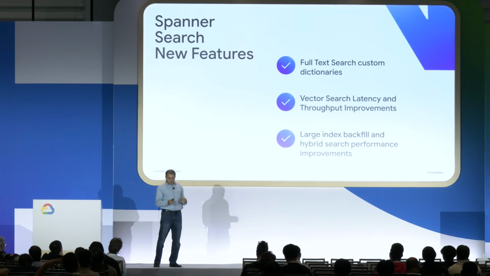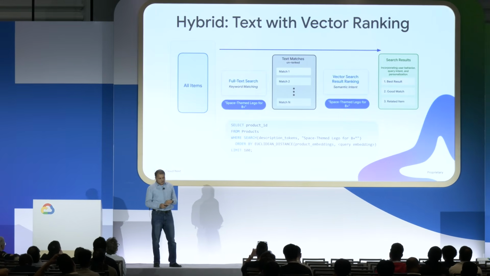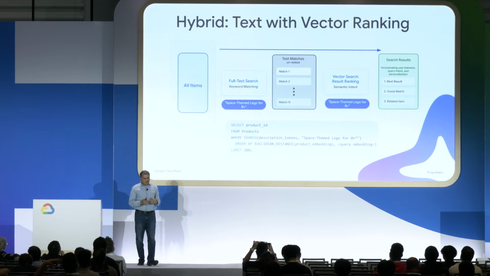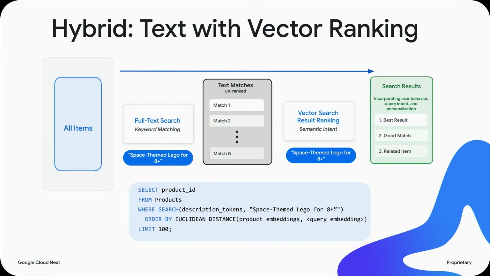And we also have some major improvements in hybrid search. So let's jump into some of these hybrid search templates now. There are different ways in which you can combine text with vector. Here is a simple way. You have a table called products, and you have this query term, space themed Lego for 8+. The full text search is basically looking at all your items, going through the index and finding documents that match. So it's basic token-based matching, and you get your text matches in the middle.